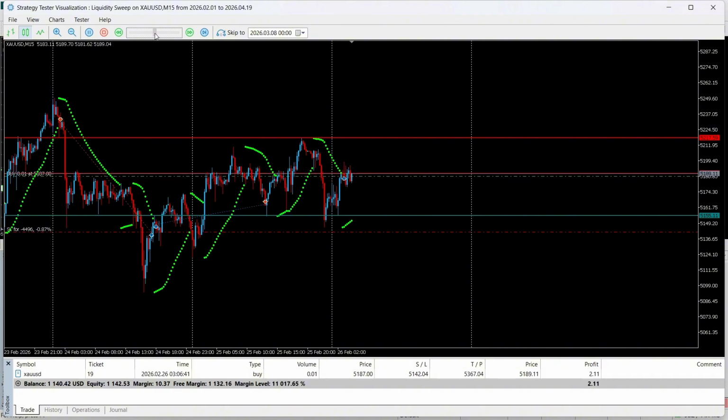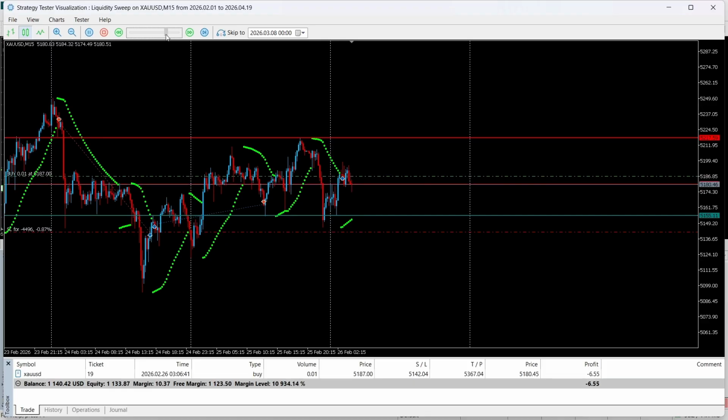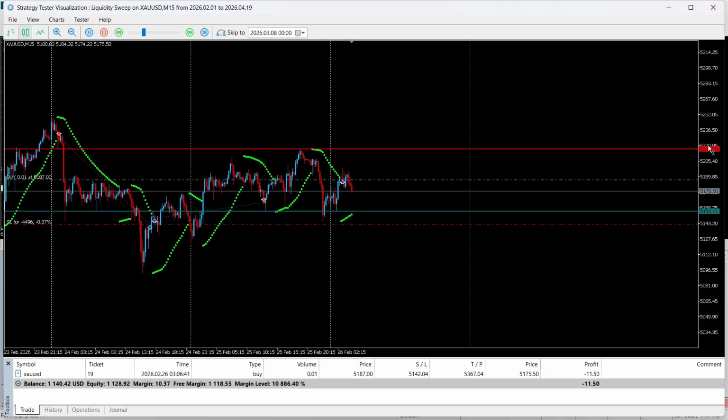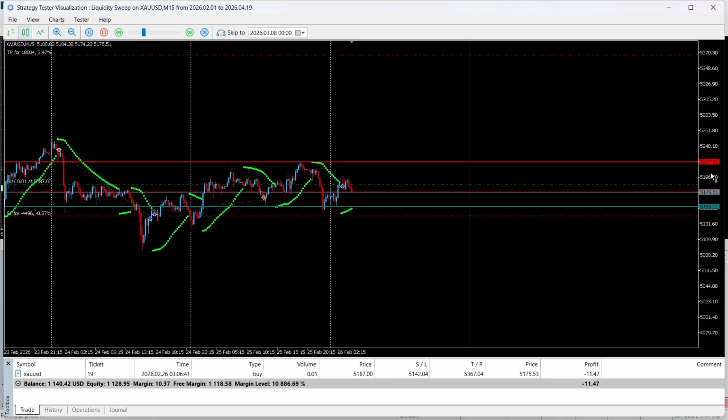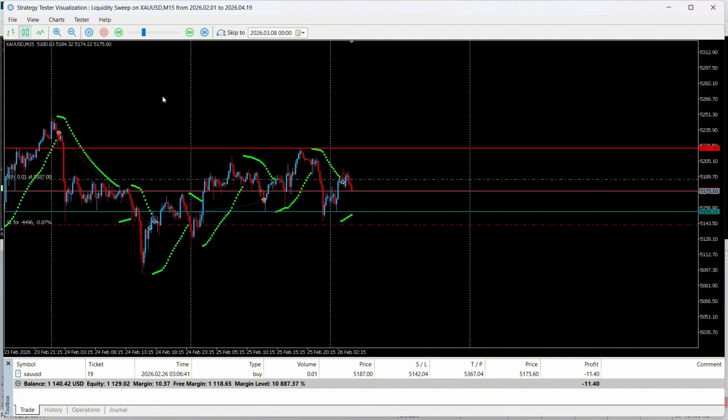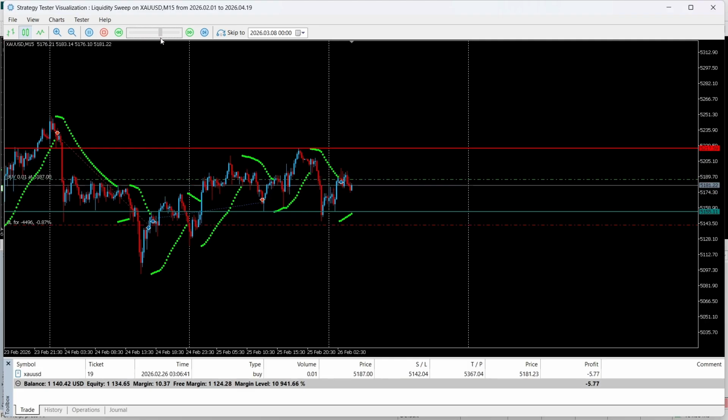And our price is going to play along. As you can see, if we do this, we can see the take profit's also set. Sometimes it'll hit the take profit, but most of the time it'll hit the trailing stop function.